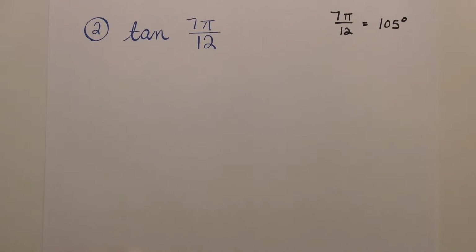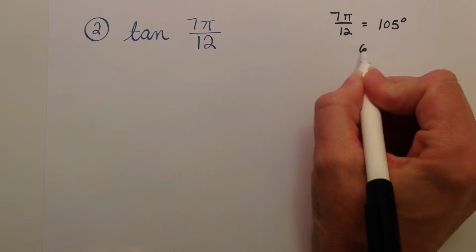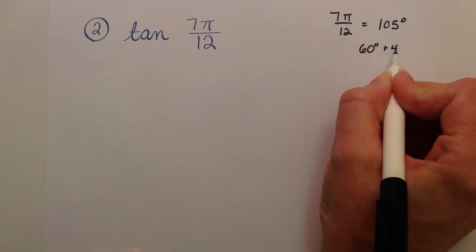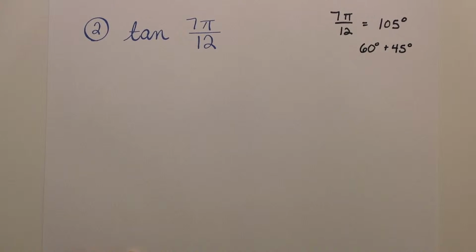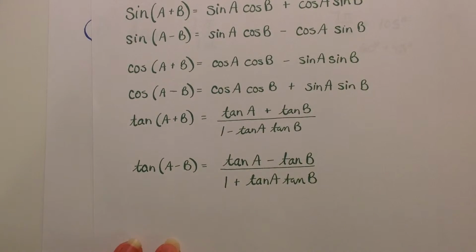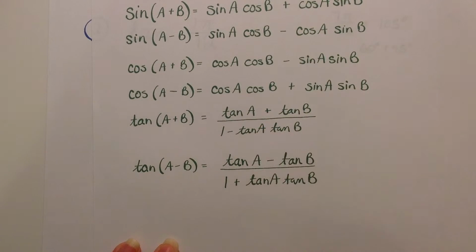Okay, so for the 105 degrees, that's going to be 60 degrees plus 45, and again, since this one happens to be addition, you could use 45 plus 60. So this time we're going to use our tangent identity. Of course, it would be the addition one. So this will be the one that we're going to end up following this time.